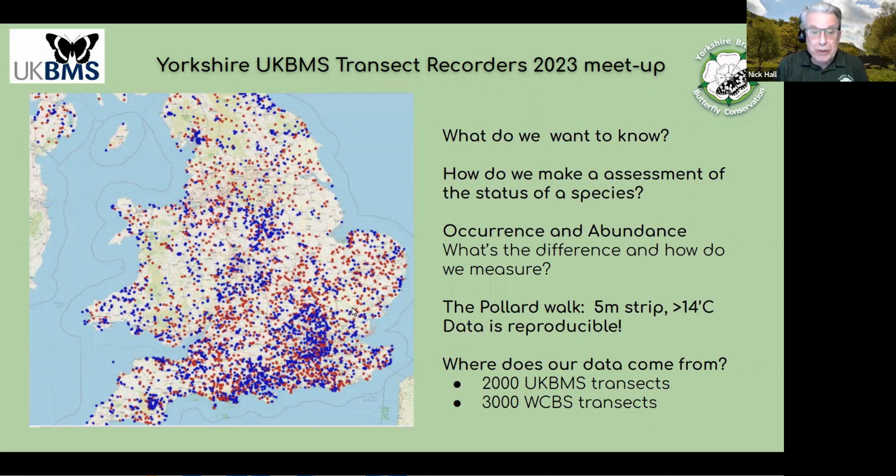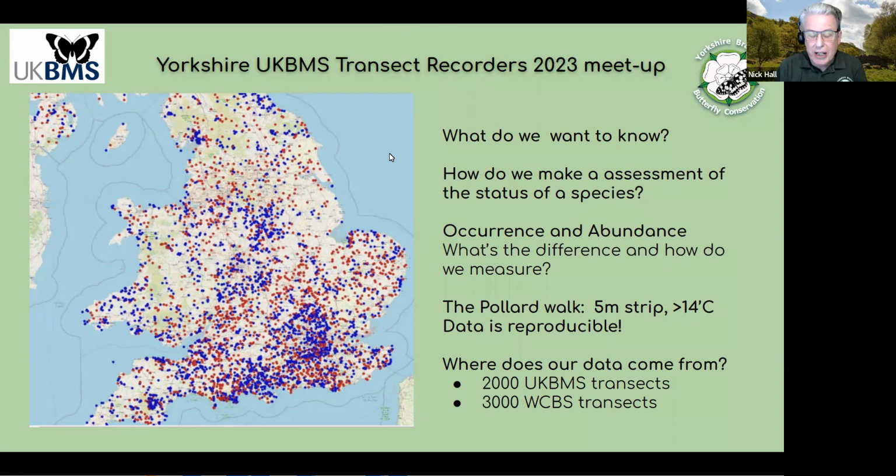So on the map, what you see is 2000 UK BMS transects, which cover the whole of the UK. You see the preponderance in the south. We've now got a lot more in the north than you see there. This is an old map from 2019. It's a lot better than what you see there. So the blue dots are traditional transects and the red dots are wider countryside transects. Now they're slightly different in terms of the route is fixed from year to year, but you only need to do it twice in a year. And it's in a given square.